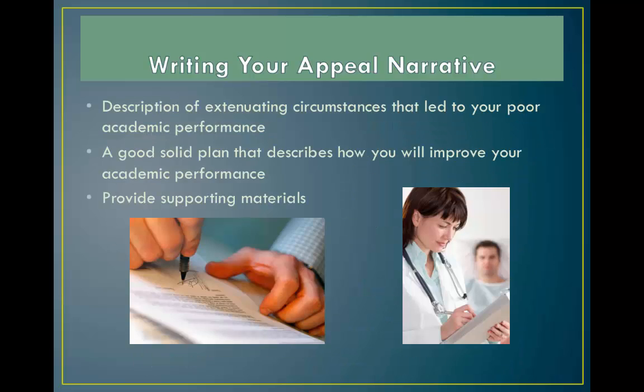If you have decided that you are appealing your dismissal, then you will want to begin working on your appeal narrative. Your narrative is your appeal document. This narrative should include a description of the extenuating circumstances that led to your poor academic performance, and a plan for improvement in the following semester. It is important to provide supporting materials if available. Examples of supporting documentation are letters from a medical professional, death certificate, or obituary notice.